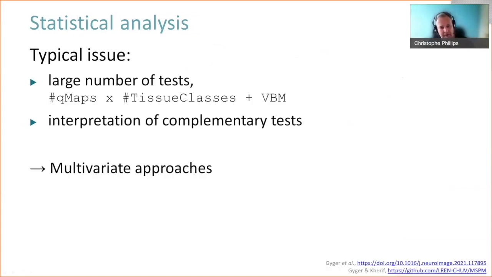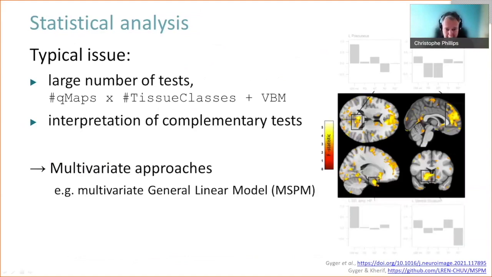So given this, it seems obvious that because of the multivariate nature of the data, we should probably go for multivariate statistical approaches. And thankfully, other colleagues, Jigar and et al., came up with an approach called multivariate GLM or MSPM toolbox, where a single statistical inference is performed across the whole brain, for example.